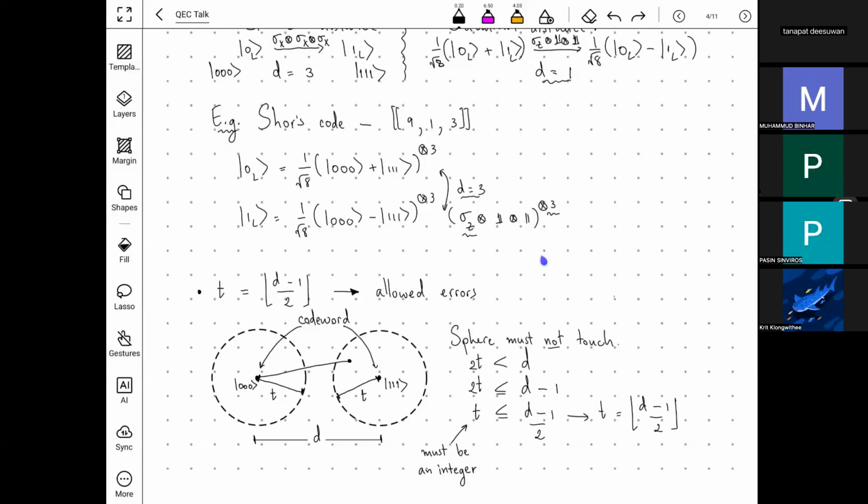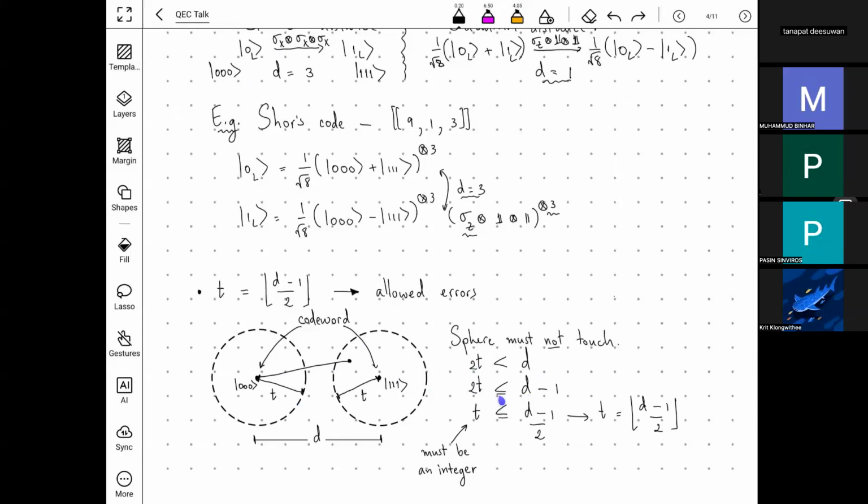So to derive the expression of T, we start with a simple inequality, which is just 2T must be less than D. This is because we can imagine 2 spheres here that represent the distance of the errors, and these spheres have the radius of T. You can see that in order for the spheres to not touch, 2T must be less than D.